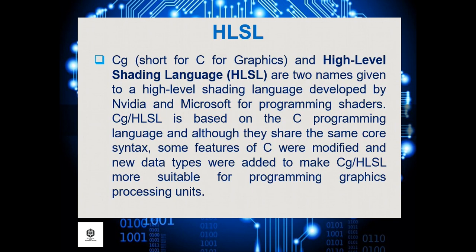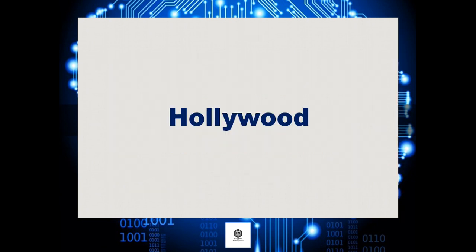Cg, short for C for Graphics, and High Level Shading Language, or HLSL, are two names given to a high level shading language developed by NVIDIA and Microsoft for programming shaders. Cg/HLSL is based on the C programming language, and although they share the same core syntax, some features of C were modified and new data types were added to make Cg/HLSL more suitable for programming graphics processing units.